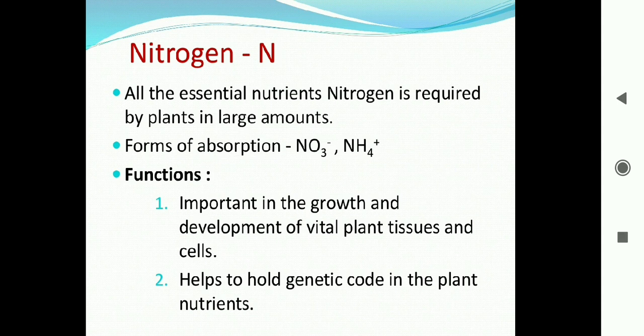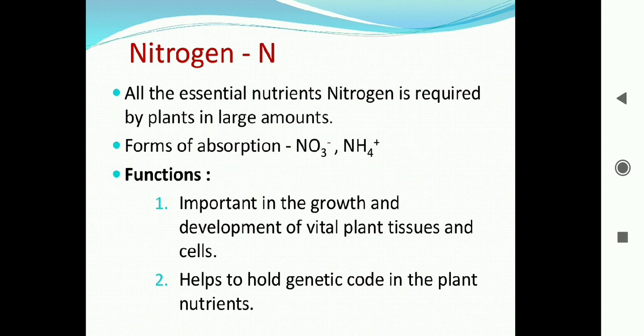What are the different forms of absorption of nitrogen by the plant? They are in the form of nitrate, NO3, and in the form of ammonium, that is NH4. And what are the important functions? The important function of nitrogen is growth and development. It is required in the initial stage of growth, from germination, and it is very important for the development of plant tissues and cells.